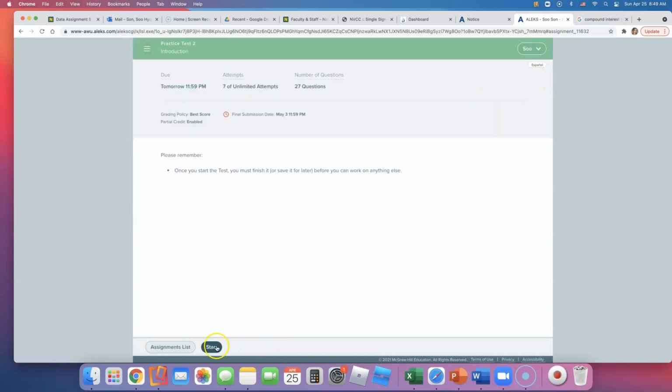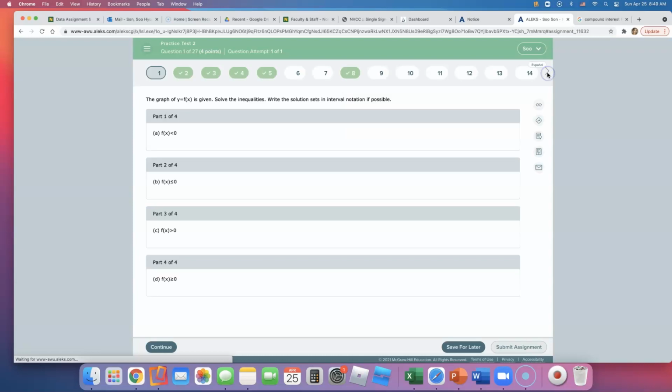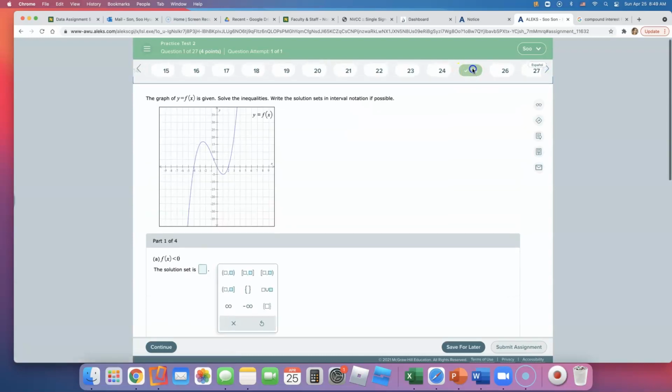If I go back in, I should not see number 25 again. It should be marked correct. That's good. So that's it for number 25 on this practice test.